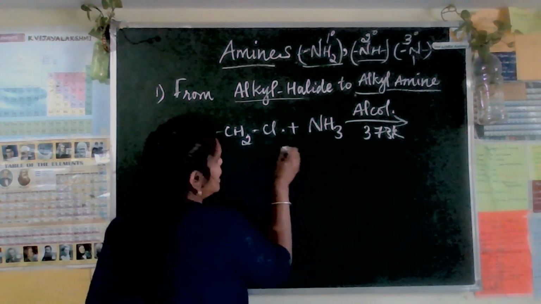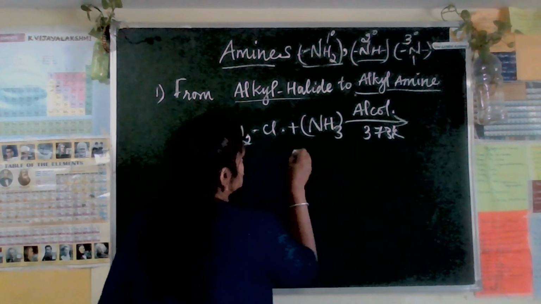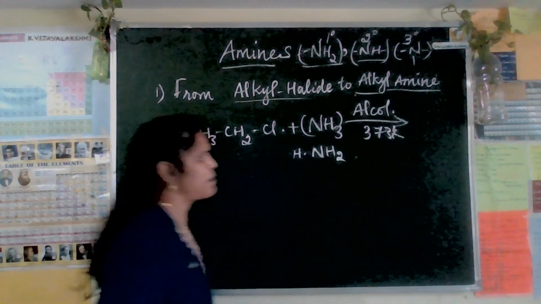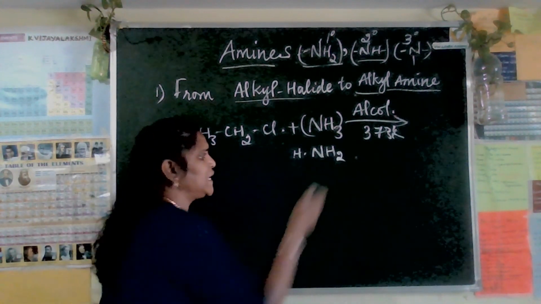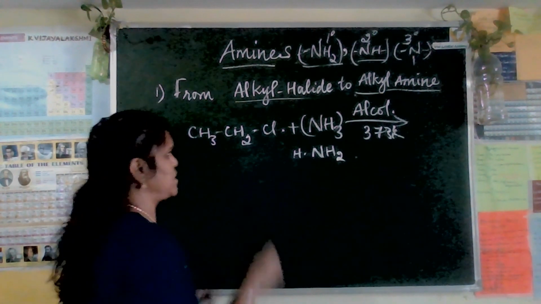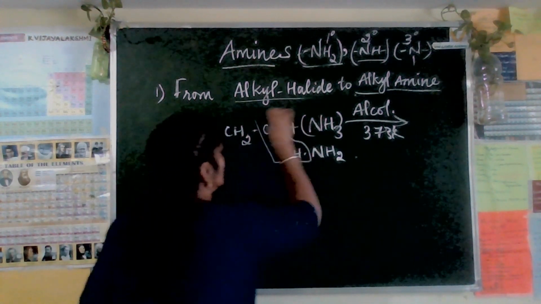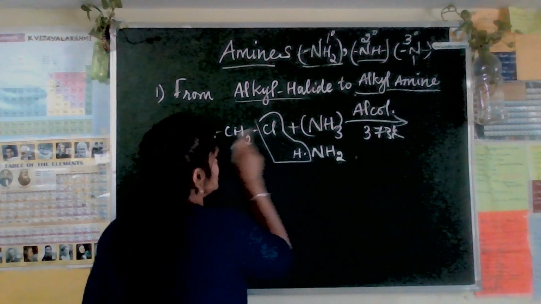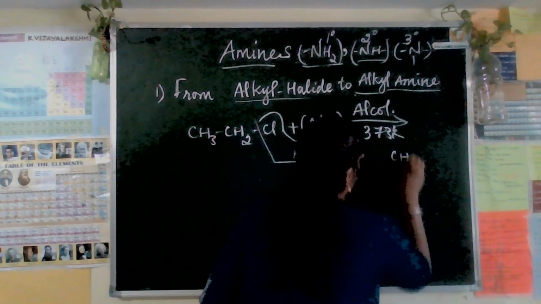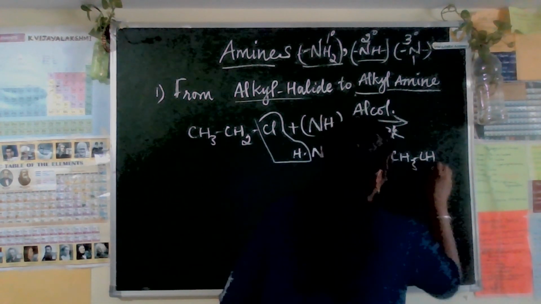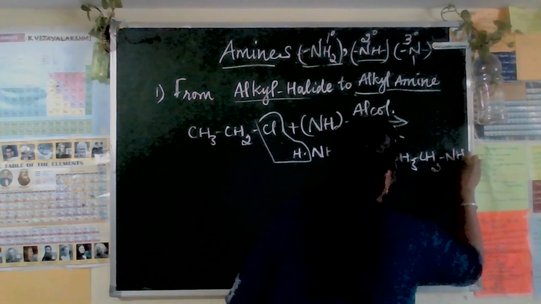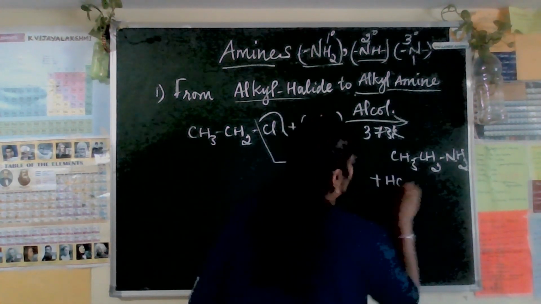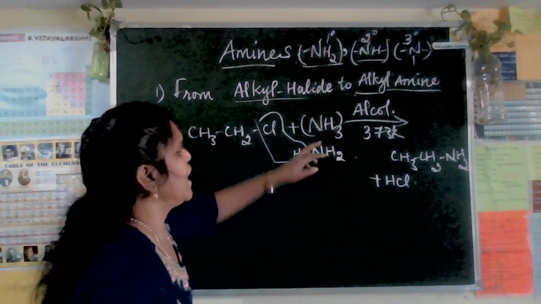With a small rearrangement, I just put it here as NH3, H-NH2. So what happened here? HCl remains, and CH3CH2NH2, we got the alkyl amine, ethylamine, combined with HCl.